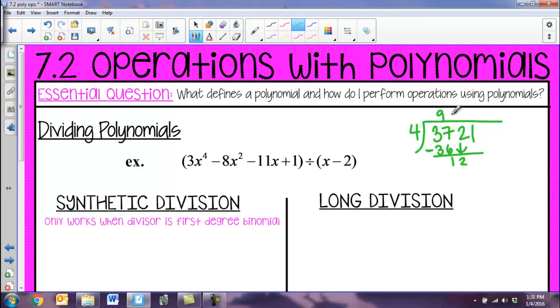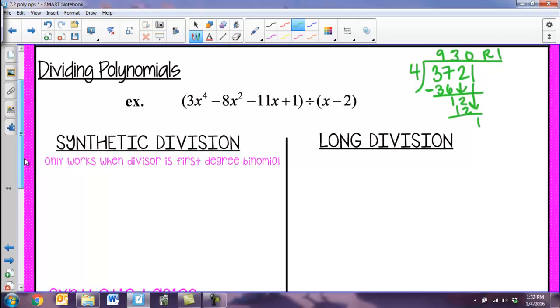Okay, 12, 3 times 4 gets me 12. Pull down that number. So I got 0, 1. So 4 can't go into 1, and then I have a remainder. You are allowed to have remainders on these. So let's talk about how you can use synthetic division. It's just like what we did in elementary for long division.